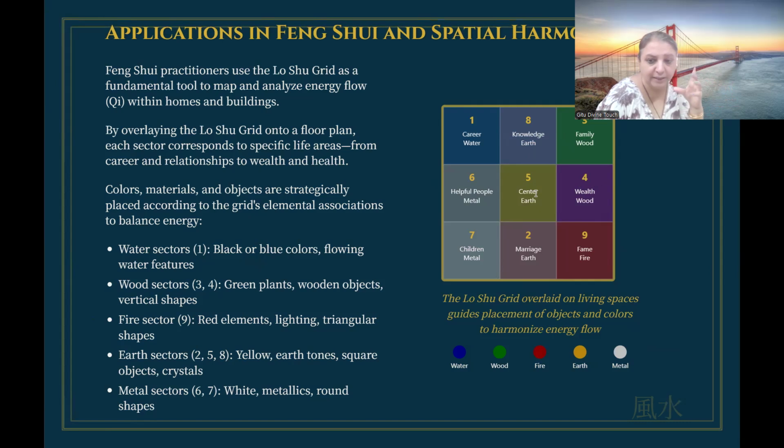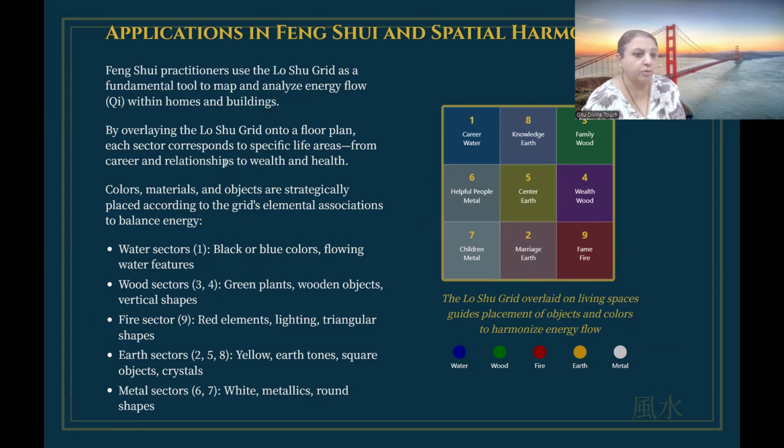Five is center, balancing. Six is helpful people, Venus. Seven is children, and spiritual progress also, we can say. Seven is profit and loss. Eight is knowledge, spiritual knowledge. Nine is fame, name and fame, Mars.